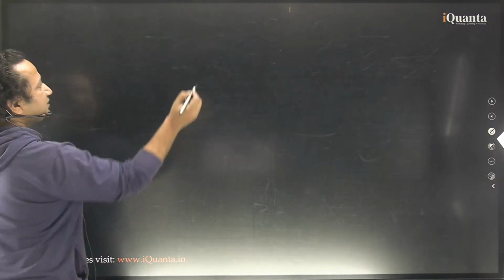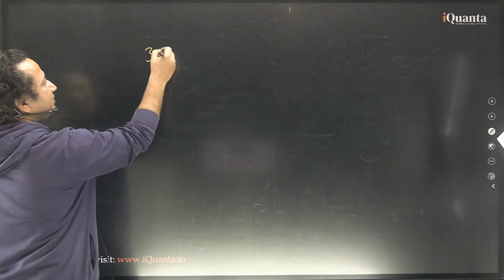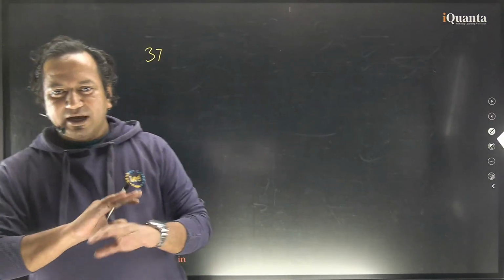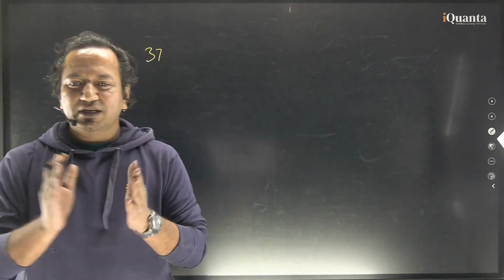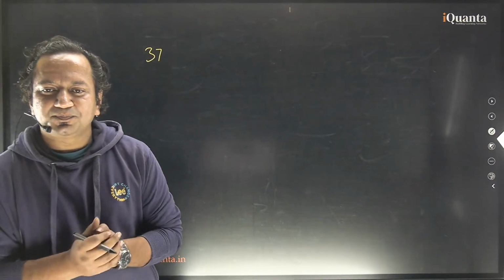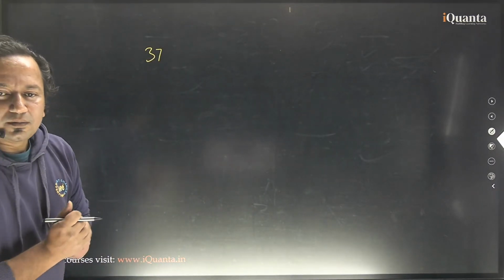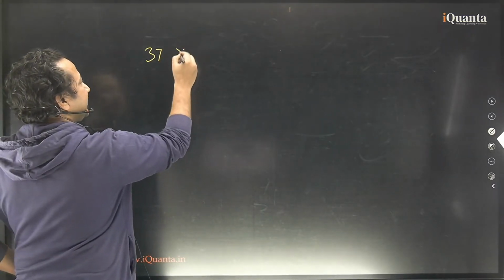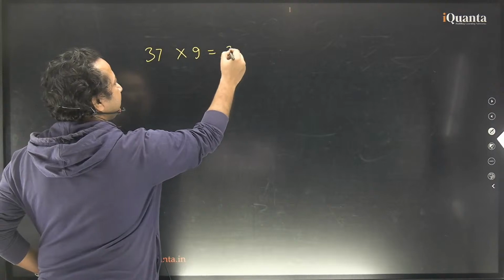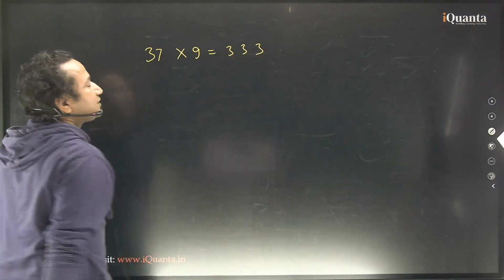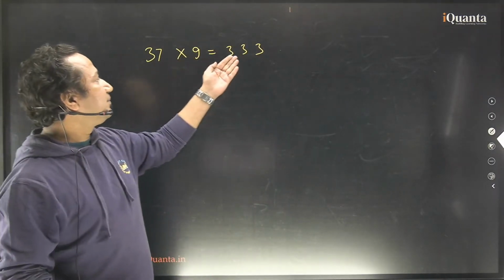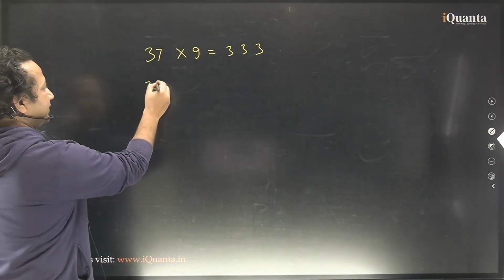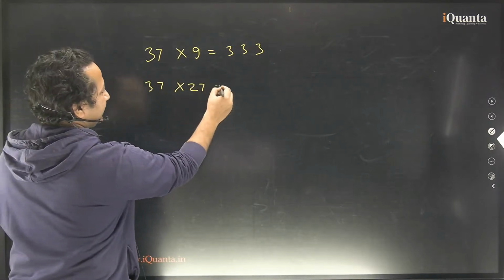So 37 has got a property. Whenever it gets multiplied by any number, it divides the number into 3 equal parts. For example, if I multiply 37 with 9, it will be equal to 333. So basically 9 gets divided in 3 equal parts, that is 3 plus 3 plus 3. Similarly, 37 into 27 would be equal to 999.